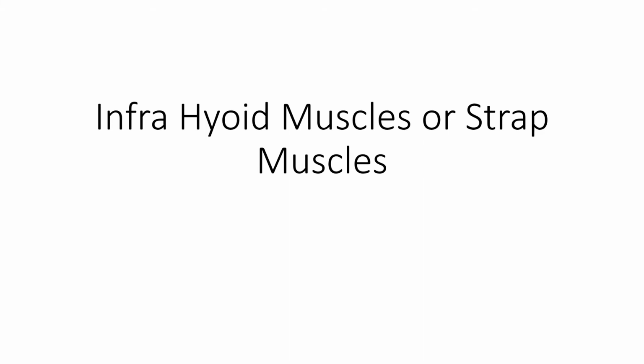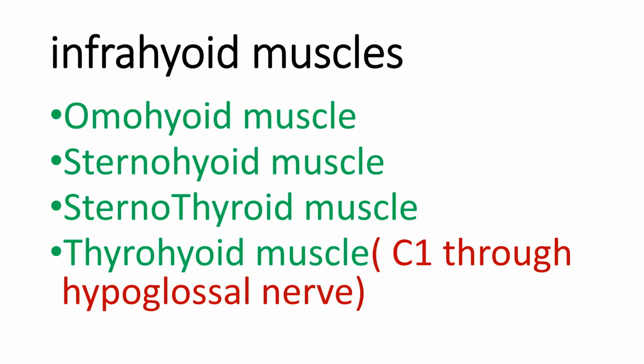In this video, I'm going to talk about the infrahyoid muscles, or strap muscles. These muscles are attached to the inferior border of the hyoid bone. These muscles are four in number, and their names are omohyoid muscle, sternohyoid muscle, sternothyroid muscle, and thyrohyoid muscle. These are four in number.